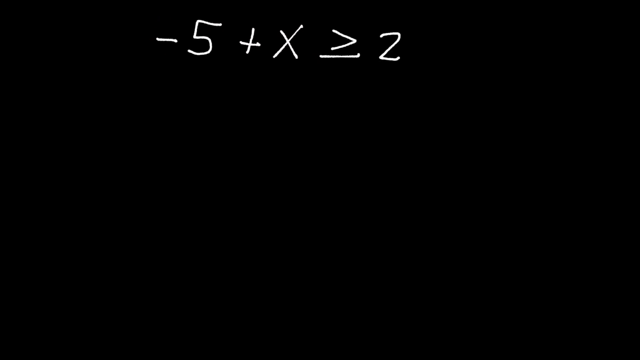And if I have negative 5, what am I going to have to do to make it 0? That's right, I'm going to have to add 5. So since this was negative, I have to do the opposite. Negative implies subtraction, so I have to use addition. So I'm going to add 5 to negative 5, and to keep my inequality balanced, I'm going to add 5 to the other side as well.